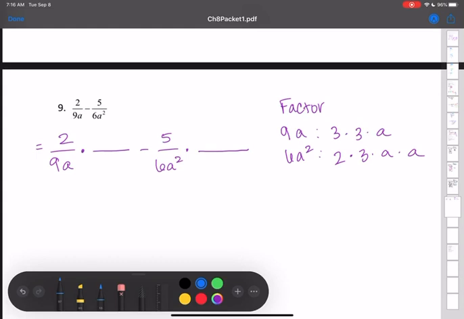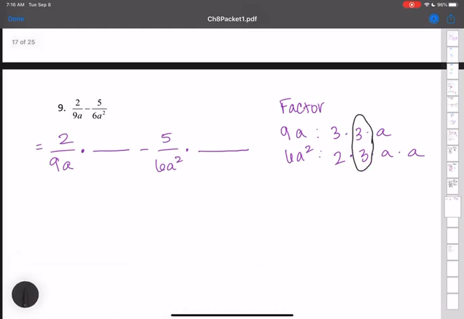Okay, so 9a is 3 times 3 times a. 6 is 2 times 3. a squared is a times a. Let's go ahead and circle what they have in common. So they have the 3 and an a. This is what they have in common. So remember, we aren't going to consider those in our missing factors because they both share those factors, okay?